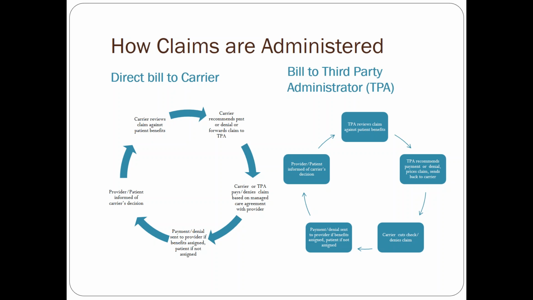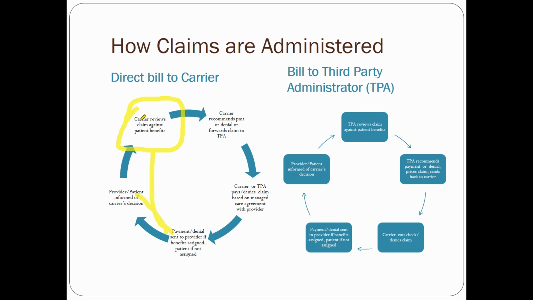So the flow of this is, and I'm going to use my little highlighter, I think it's really cool. First, the carrier is going to review the claim against patient benefits, okay? When it is received by the insurance company, they're going to look, first of all, to see if the patient even has benefits for behavioral health, okay? If they don't, then it's automatically going to be denied back to the provider, okay? And then you're going to inform the patient of that carrier's decision, okay?